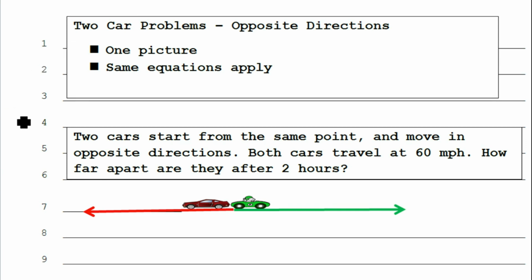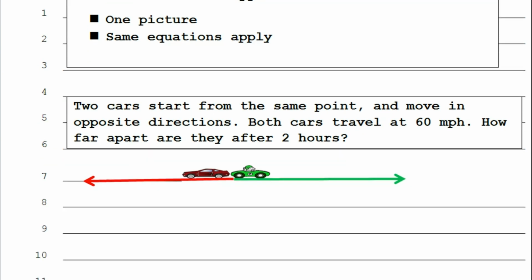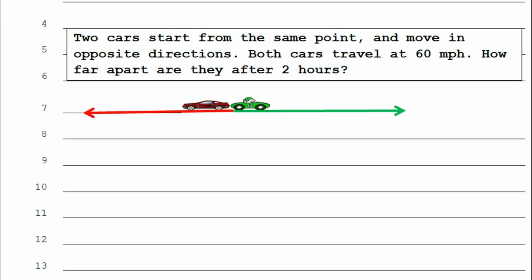Hello and welcome back. We're going to do two-car problems again, but this time cars are going in opposite directions, either towards each other or away from each other. A little bit different than the other car problems we've done. And in these, you have one picture with both cars on the same line, and the same equations apply though.